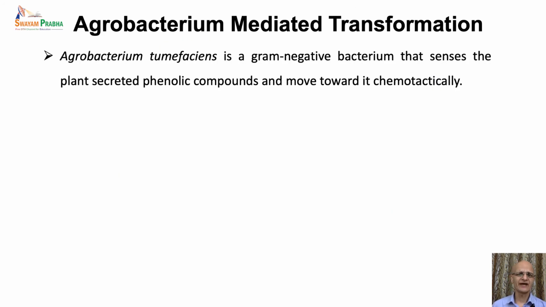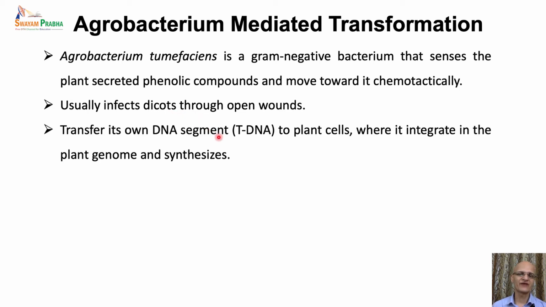So in brief, Agrobacterium tumefaciens is a gram-negative bacterium that senses the plant-secreted phenolic compounds and moves towards injured plants chemotactically. In nature, Agrobacterium usually infects dicots through the open wounds, and during the infection process, it transfers a small segment of its own DNA to the plant cells, where this DNA is integrated into the plant genome.